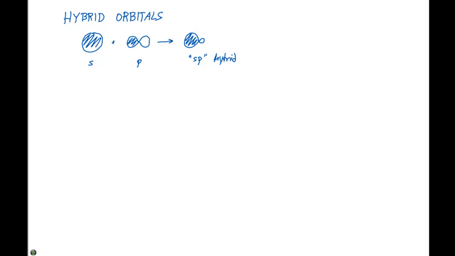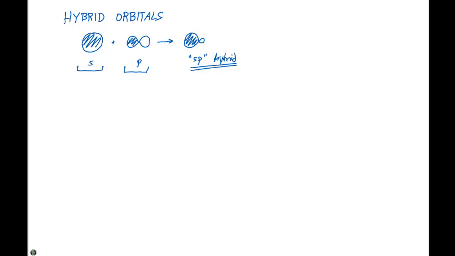In this video, we're going to discuss hybrid orbitals and how we can rationalize what happens when we have an s orbital here plus a p orbital, giving something we call an sp hybrid. And in order to do this, we kind of need to discuss how we look at the wave functions of these particular orbitals.